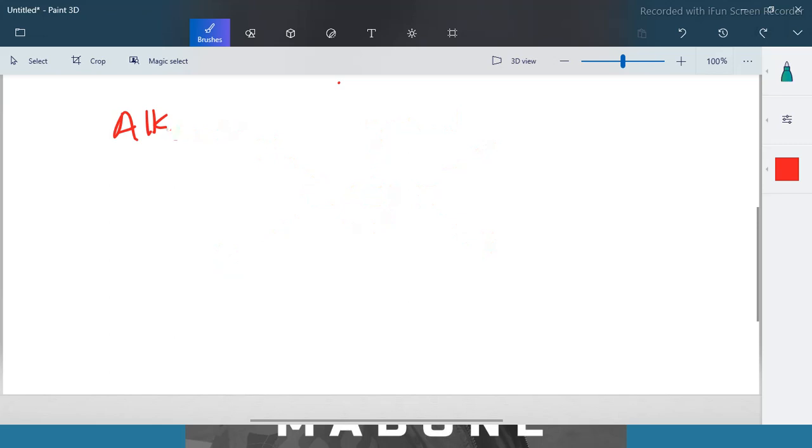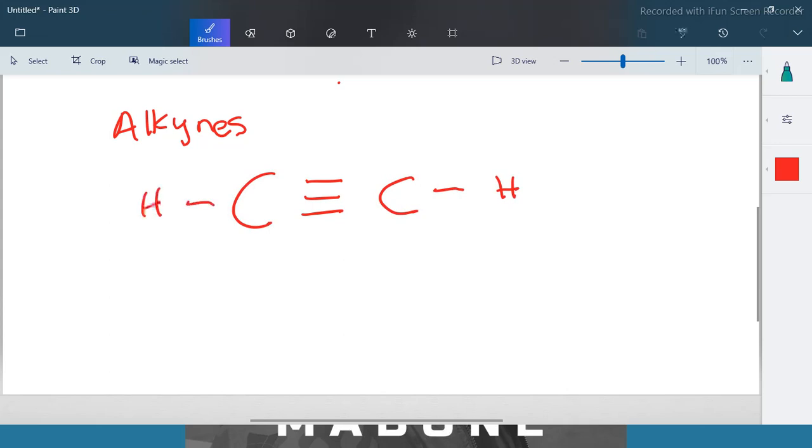Now we have what we call alkynes. Now, guys, when we're dealing with alkynes, what you must know is that alkynes have a triple bond: 1, 2, 3. A triple bond, right? These are alkynes. So let me try and attach an H there and an H there.